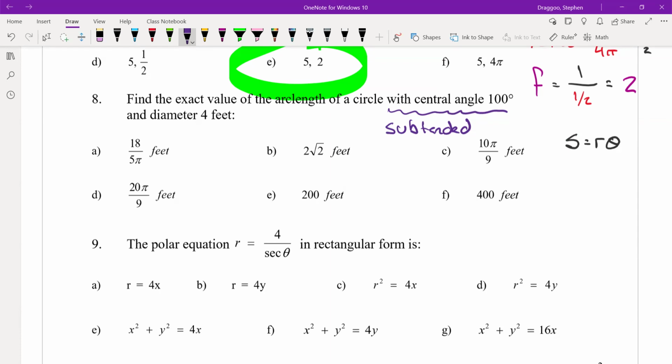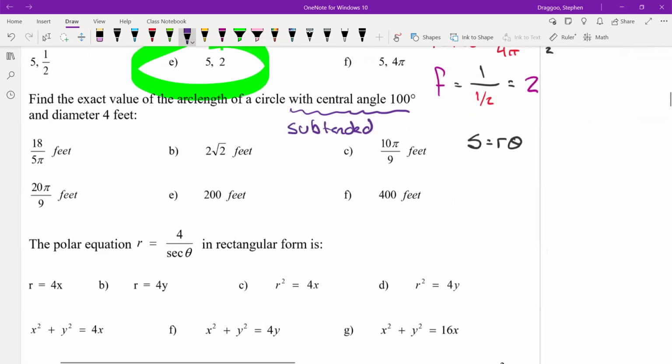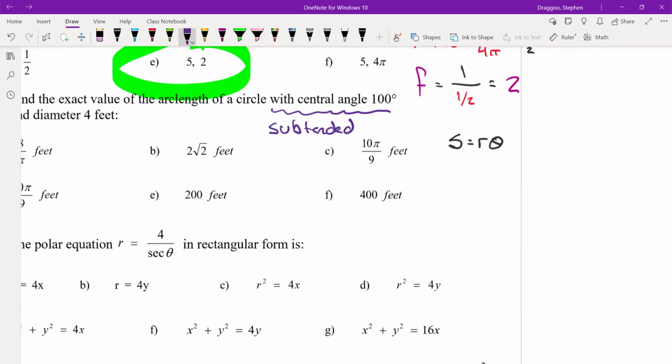So we've got this S equals r theta formula. We need to be able to plug stuff in. So we need a radius and we need an angle. Now that angle is going to be 100 degrees, but we also need to remember that this formula only works if theta is in radians. We must have a degree in radian in order for that formula to work. So we'll need to convert it here.